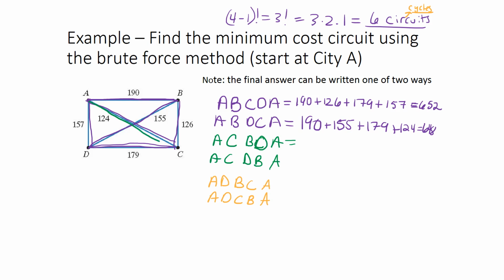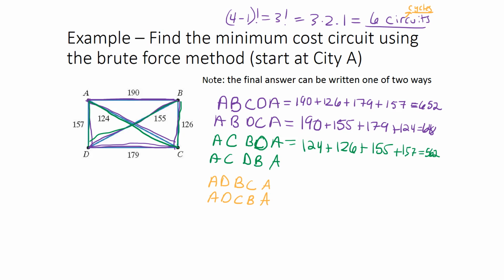A, C, 124, B, 126, D, 155, A, 157. That gives 562, so that one's even better than the first two in terms of cost.